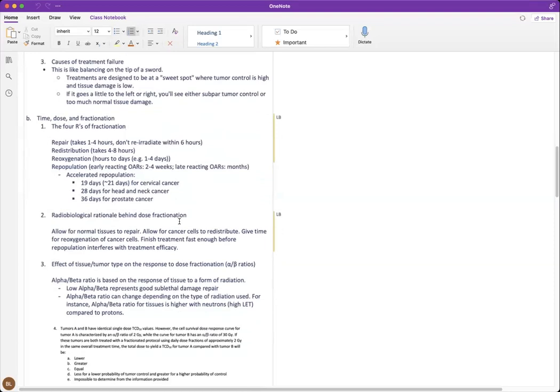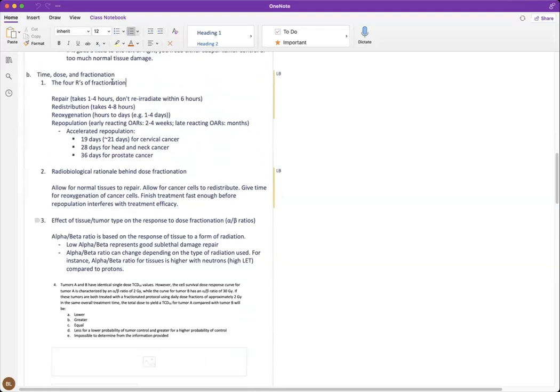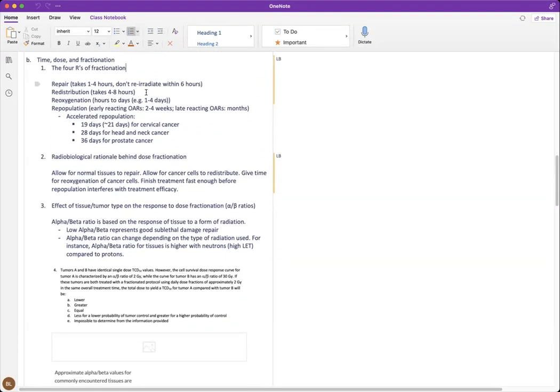Time, dose, and fractionation. So here's where I finally introduced the 4 R's of fractionation: repair, redistribution, reoxygenation, repopulation. Repair takes 1 to 4 hours, and rule of thumb, don't radiate within 6 hours. Redistribution takes 4 to 8 hours. Reoxygenation can take hours to days, like 1 to 4 days. And repopulation for early responding tissue can be 2 to 4 weeks. For late responding tissue, it can be months.